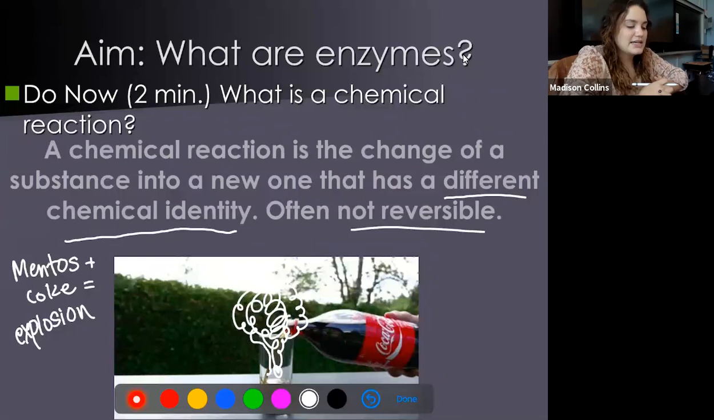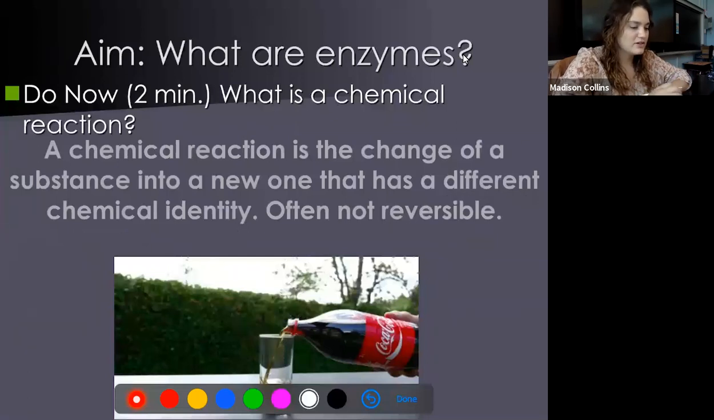Another chemical reaction you could have come up with is something like frying an egg. When you take that liquid egg and put it on the skillet, it's going to turn into a solid. That can't go back the way it was before. I mean, you could stuff that fried egg back into the shell, but it's not going to be the same as it was before. So the key to chemical reactions is that it's changing into a different chemical identity, and it's often not reversible. It can't go backwards to the way it was before.